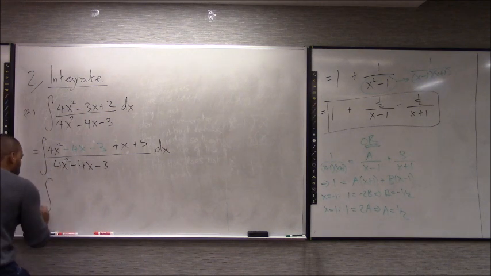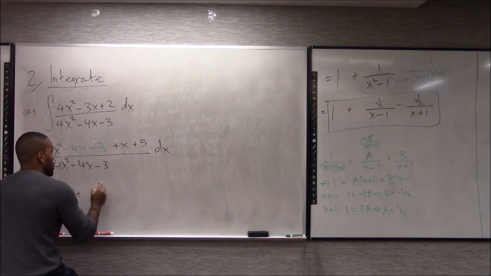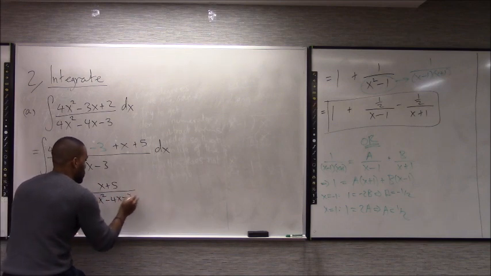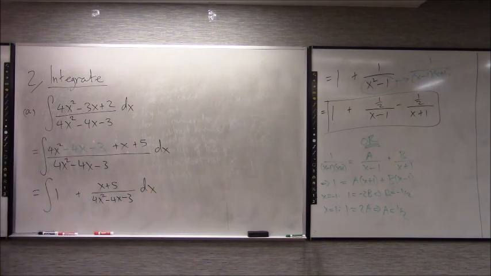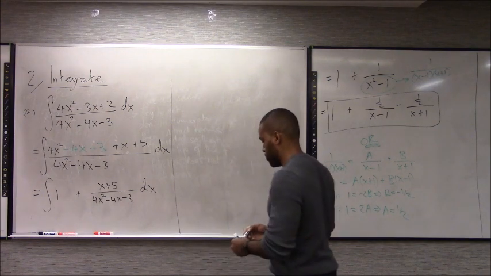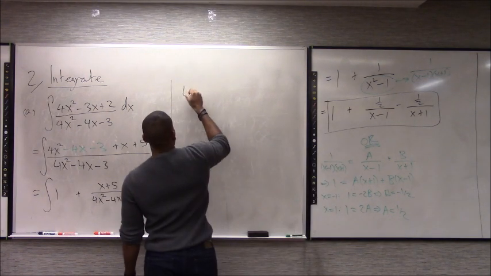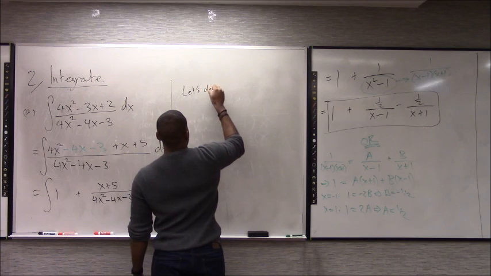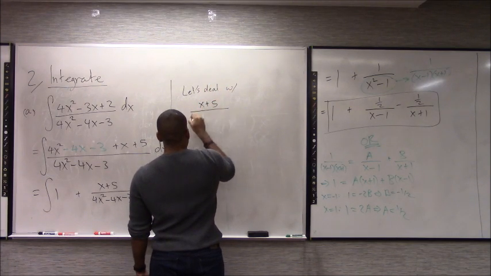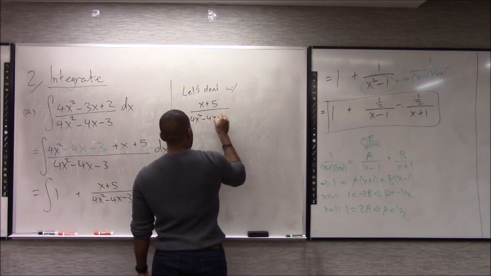So this actually breaks down to the integral of 1 plus x plus 5 over 4x squared minus 4x minus 3. Now obviously 1, no problems integrating that. So we now start to focus on this guy. Let's deal with the x plus 5 over the 4x squared minus 4x minus 3.